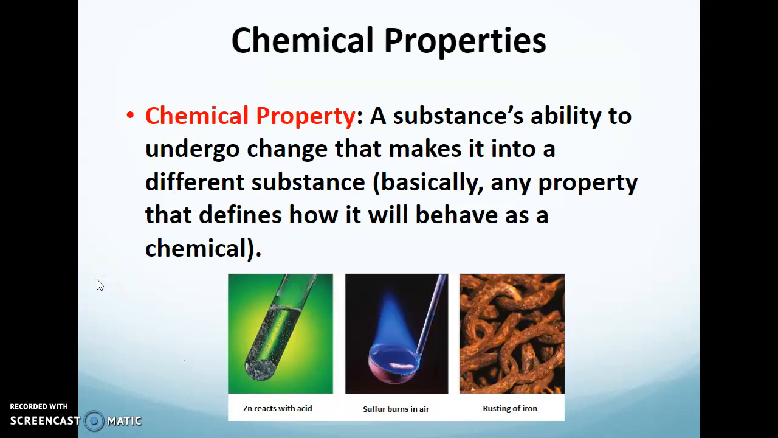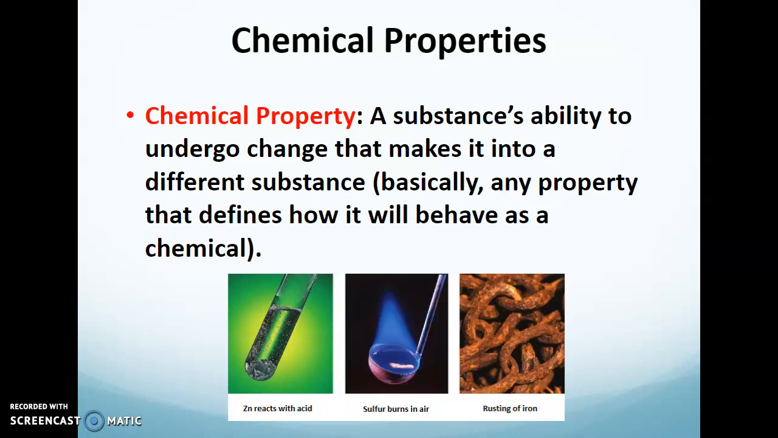Okay. Now looking at a chemical property. The chemical property is very opposite of a physical property. So it's a substance's ability to undergo a change. Okay, so meaning you're ending with something completely different. You're changing that matter. So a substance's ability to undergo change that makes it into a different substance. So basically it's any property that defines how it will behave as a chemical.